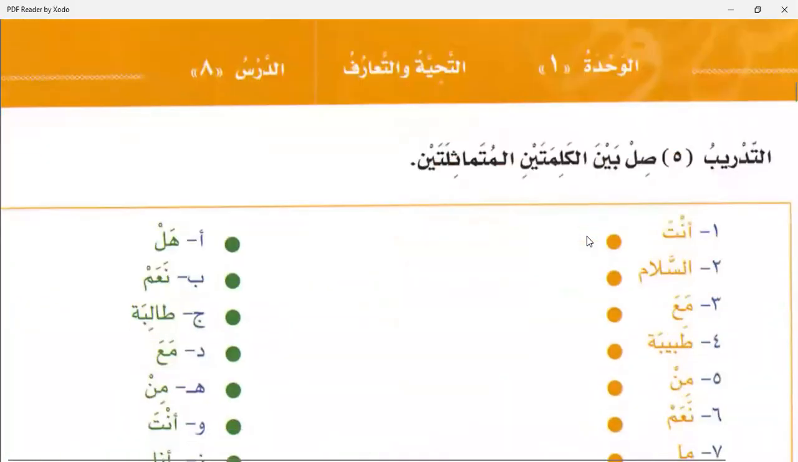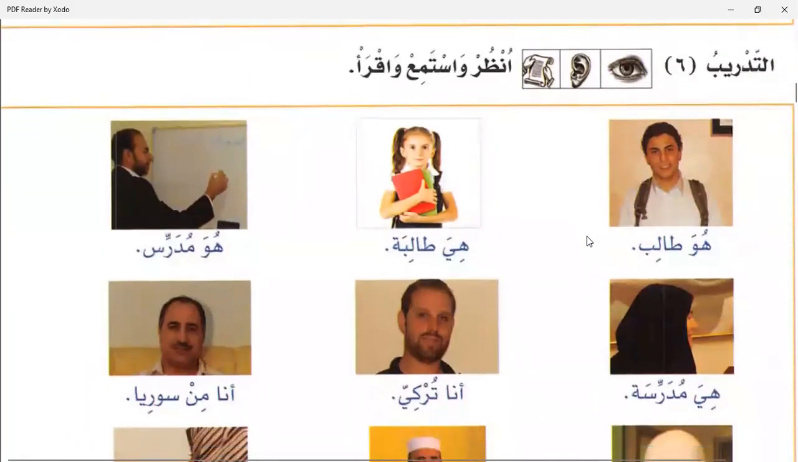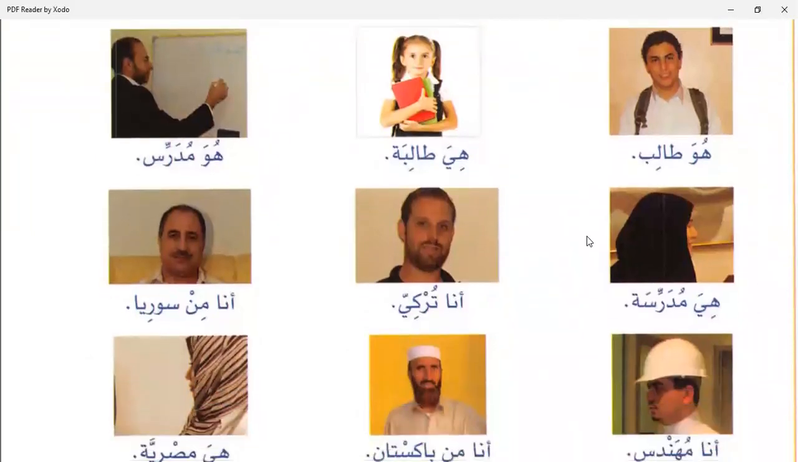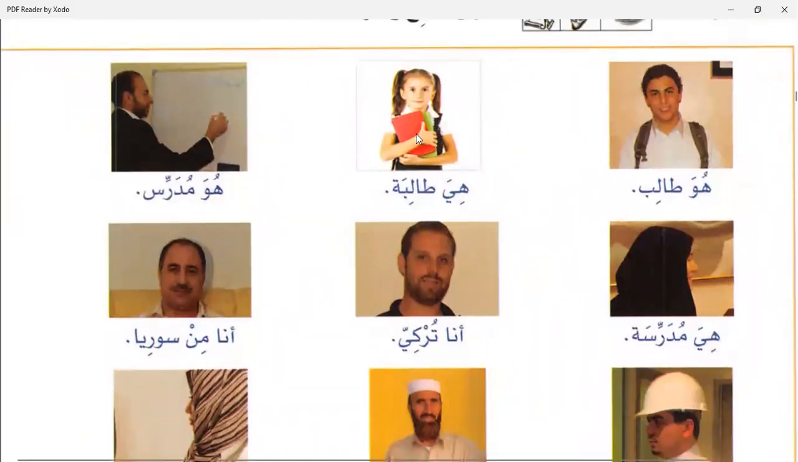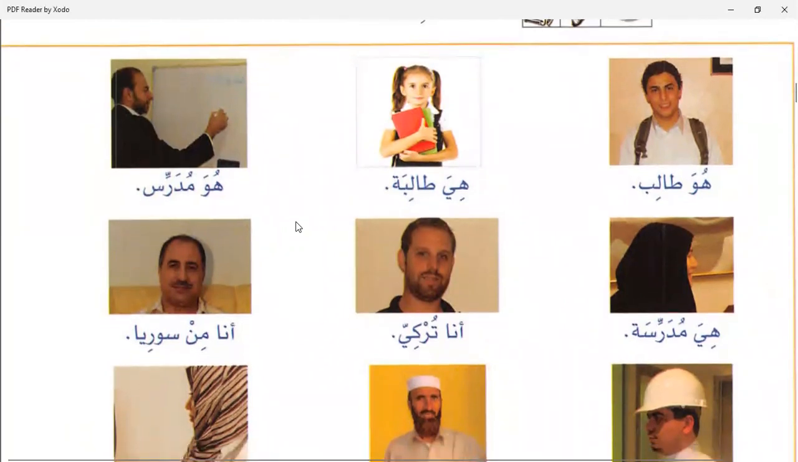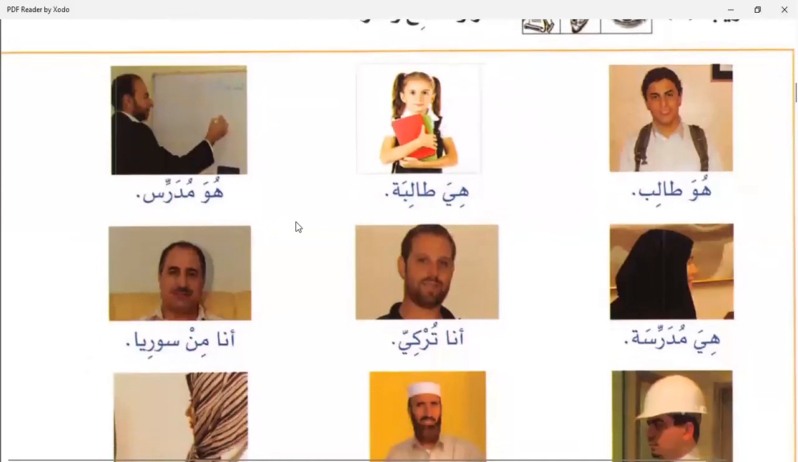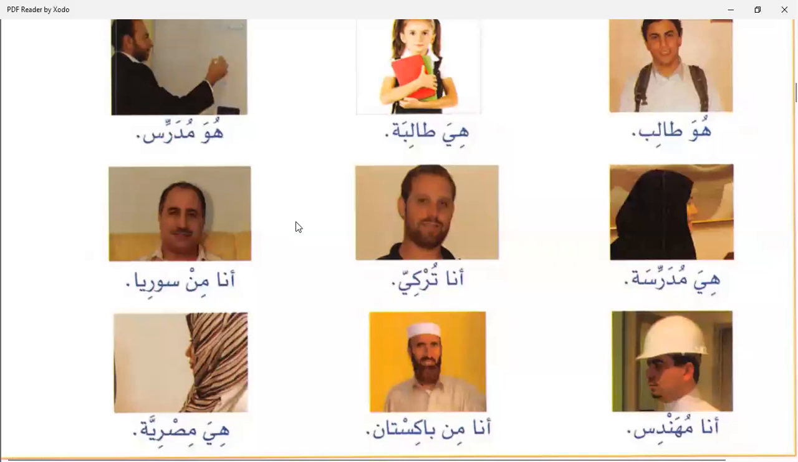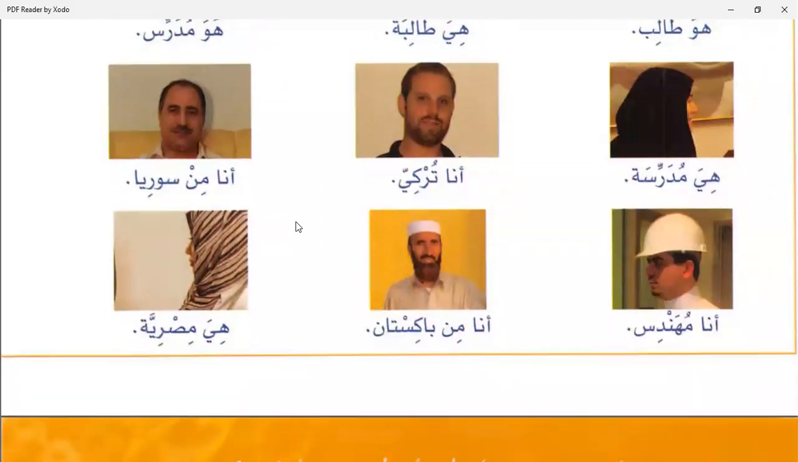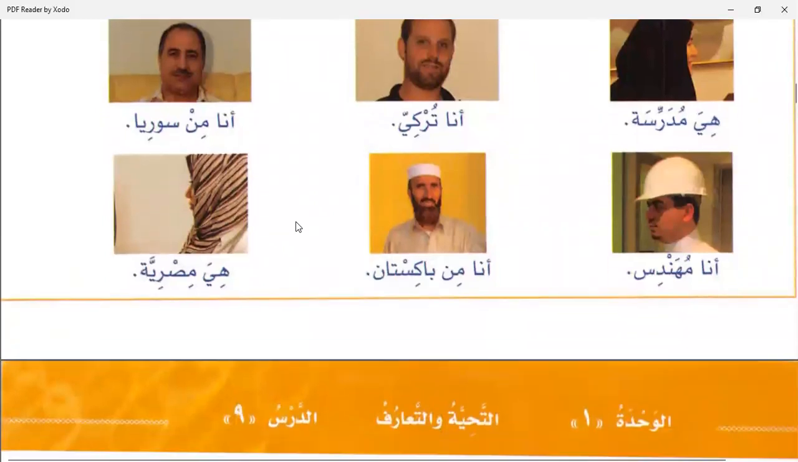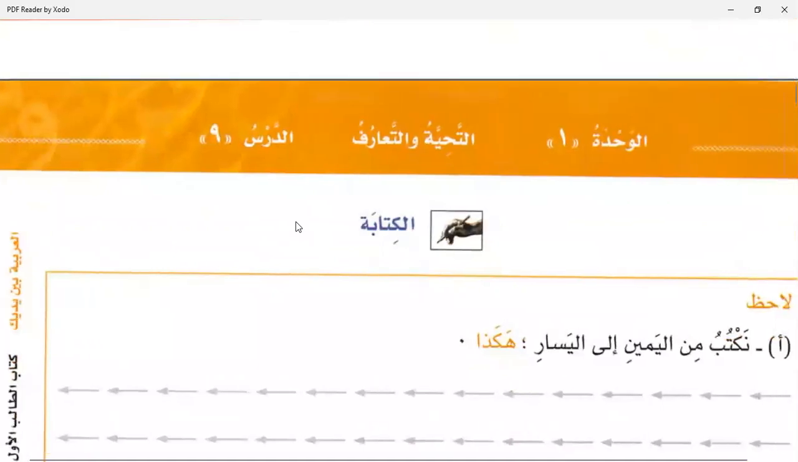Next we have At-Tadrib Sadis, the sixth exercise. Unzur Wastami Aqra. Again, he is asking us to read these sentences. So Ms. Tessin, kindly read it. Okay, I was unmuting myself. Huwa talib. Good. Hiya taliba. Good. Huwa mudarris. Hiya mudarrisa. Ana turki. Ana min Suria. Ana muhandis. Ana min Pakistan. Hiya misriya. Good.